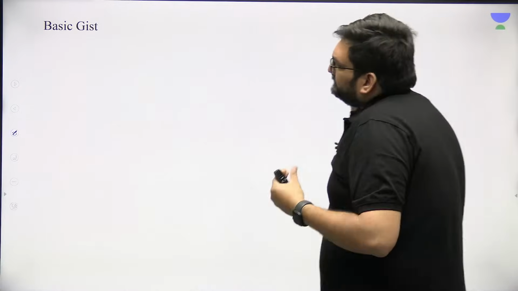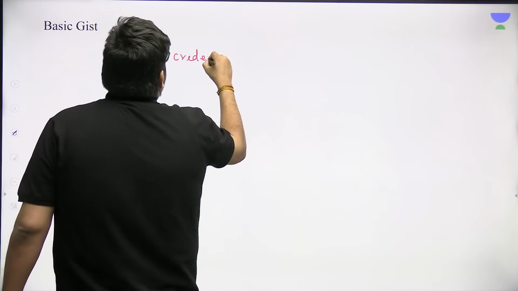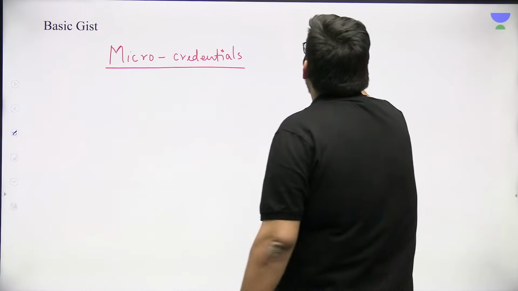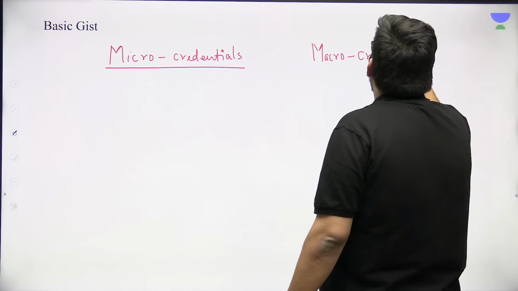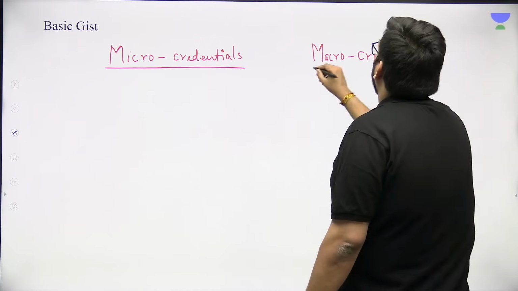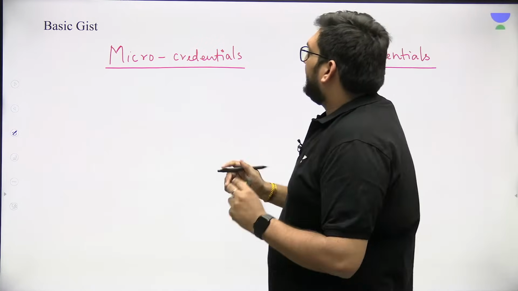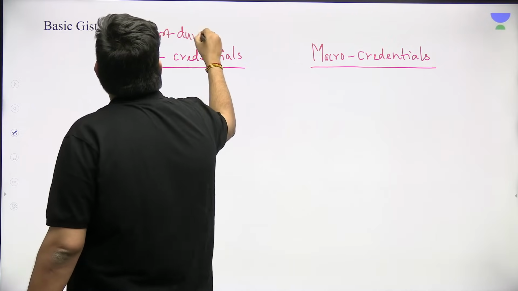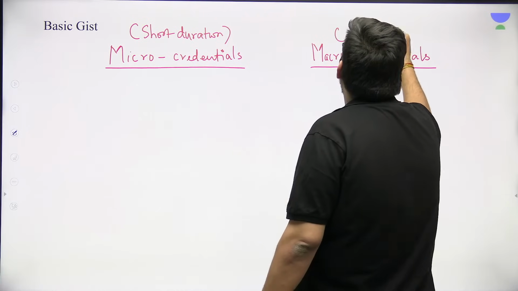Now, he's used 2 terminologies which you should remember and know for the examination. One is called micro-credential and the other one is called macro-credentials. Now, micro and macro is basically based on the duration: these are short duration courses and this is basically a long duration course.